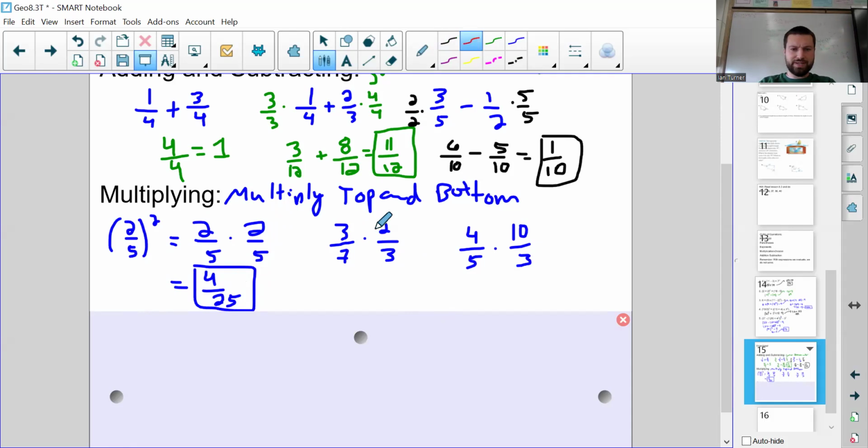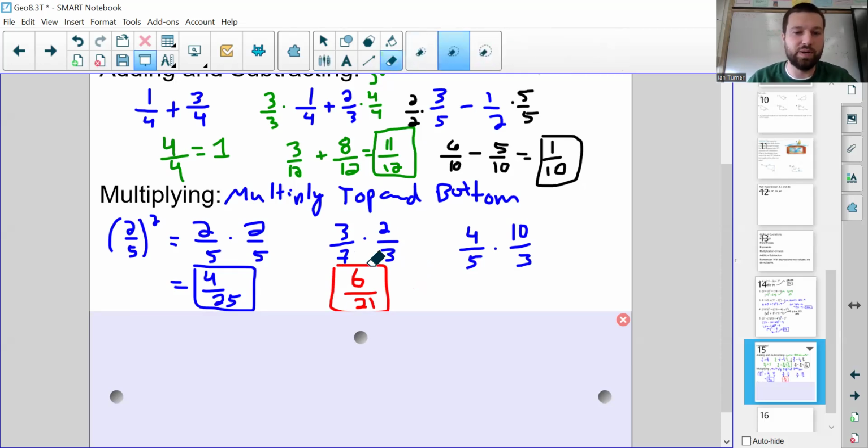Next up, 3/7 times 2/3. We get 6 on top and 21 on bottom. So it's just 6/21. Now, if we want to simplify, right? In this case, we can simplify. So I should not have boxed that. Bad job on the boxing there. Let's get rid of the box because that is simplifiable, which I don't think is a word.